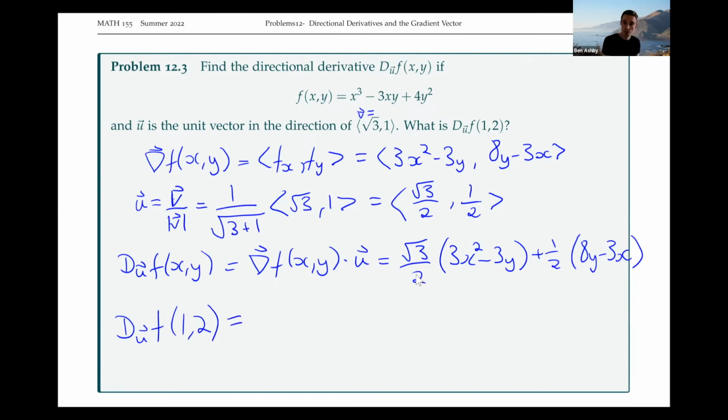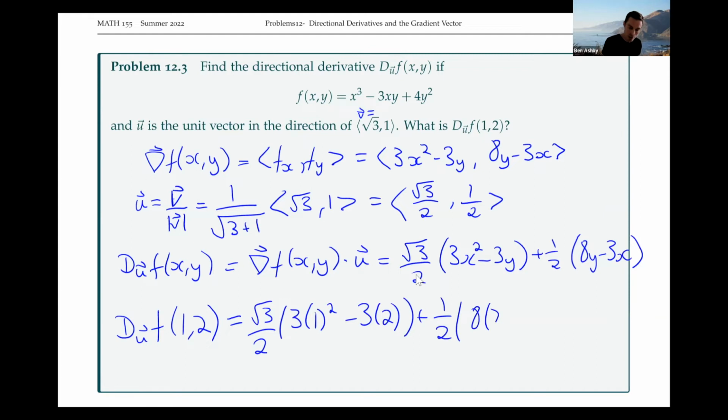So D_u of f at (1, 2), when x is 1 and y is equal to 2, all we do is substitute in those values. In this case, we'll end up getting root 3 over 2 times (3 times 1 squared minus 3 times 2) plus a half of (8 times 2 minus 3 times 1). That eventually simplifies down to (13 minus 3 root 2) all over 2, which is approximately equal to 3.9.